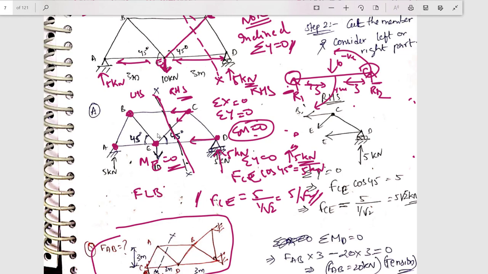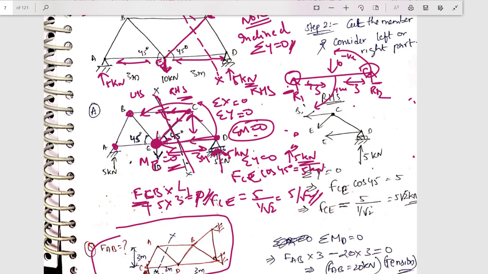FCB, this force, into perpendicular distance, let that be L1. See this point, FCE is passing through it, so perpendicular distance is 0. FDE is passing through the point E, so perpendicular distance is 0. What is the force left on the right hand side? Only the upward force, support reaction 5 kilonewton, right? So this is anti-clockwise and this is also anti-clockwise, so both positive. FCB into L1 plus 5 kilonewton into 3 meters is equal to 0. From this equation you can get FCB.